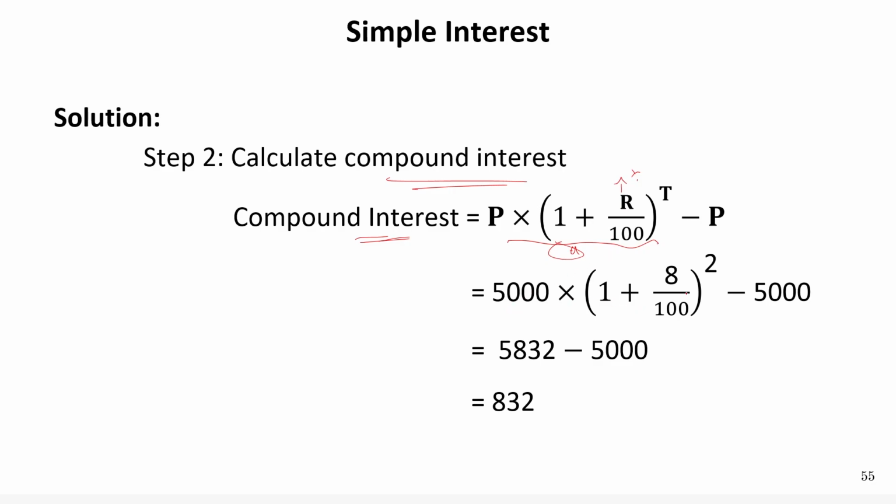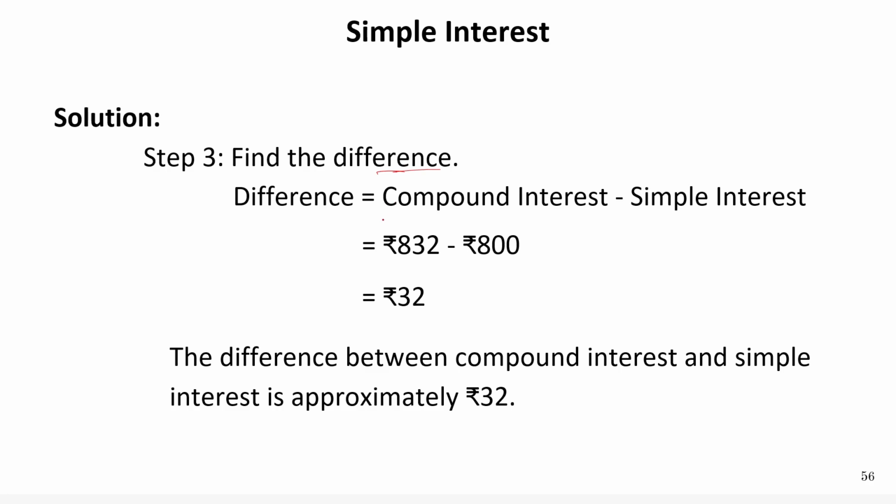So 5,000 into 1 plus 8 by 100 whole power 2 minus 5,000. So 5832 minus 5,000 is equal to 832. So finding the difference, compound interest minus simple interest is equal to 832 minus 800 is equal to 32. So the difference between the compound interest and simple interest is approximately 32.